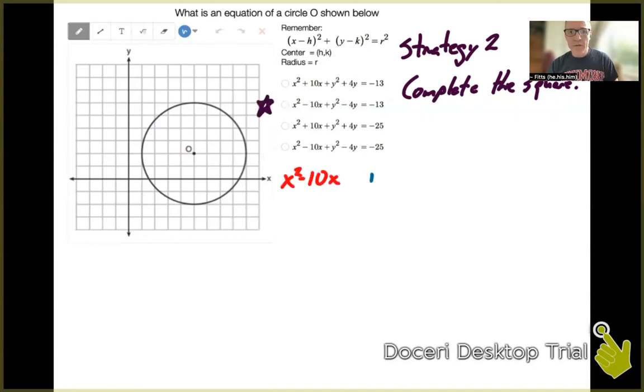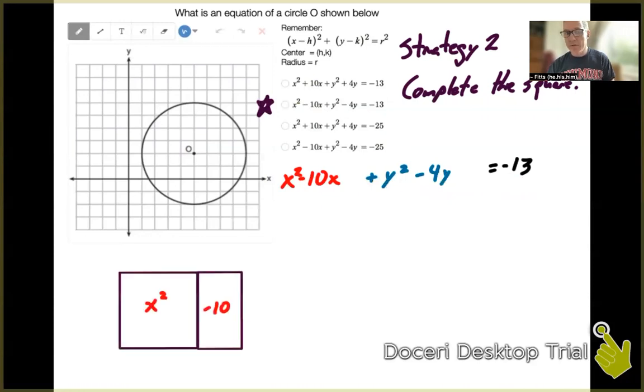Completing the square. So I'm just going to write this equation like this. It's x squared minus 10x with a little space, and then y squared minus 4y with a little space, and that equals negative 13. How completing the square works, I'm just going to use this area model again. So x times x, that's my x squared term. And then my negative 10x term is right here in this rectangle.